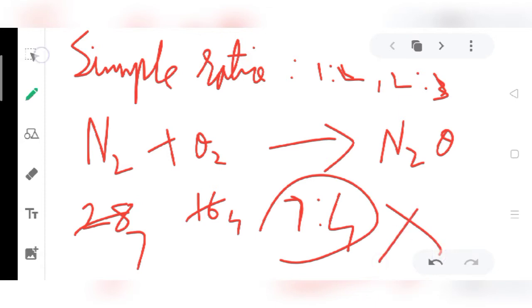Why is this not a simple ratio? Because it is not a simple ratio, we cannot conclude it as an example for the law of multiple proportion. So let's take another example.